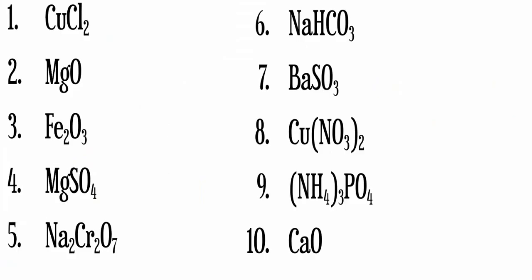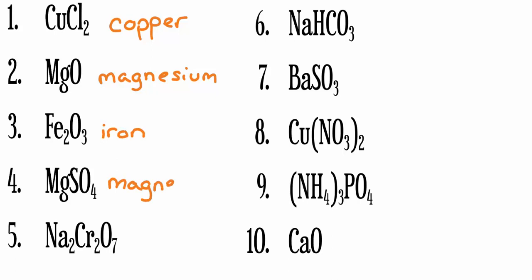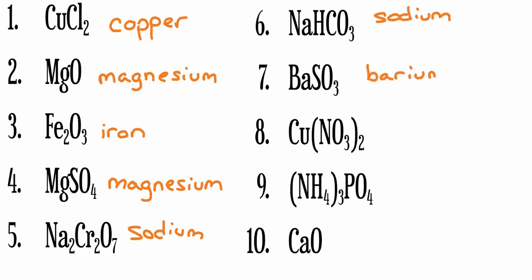We're going to try to do 10 of them. We're going to be very systematic about it. So we're going to do Rule 1 first. We'll name them. Copper. Second one starts with magnesium. Next one with iron. Next with magnesium. Next, sodium. Next, sodium. Next, barium.